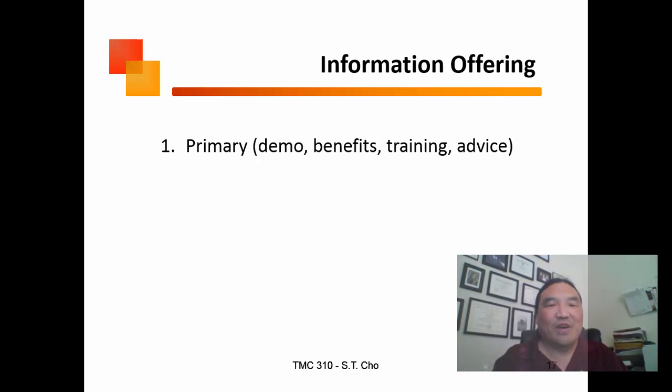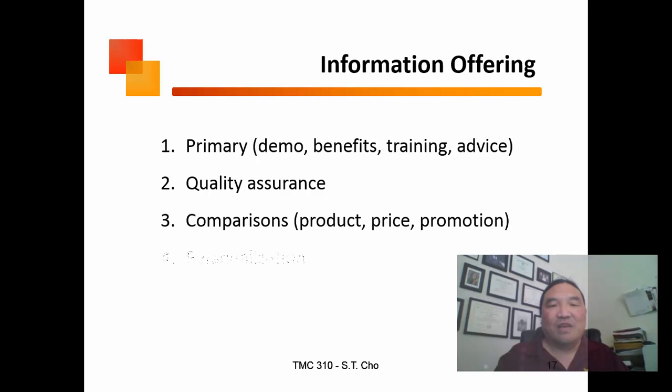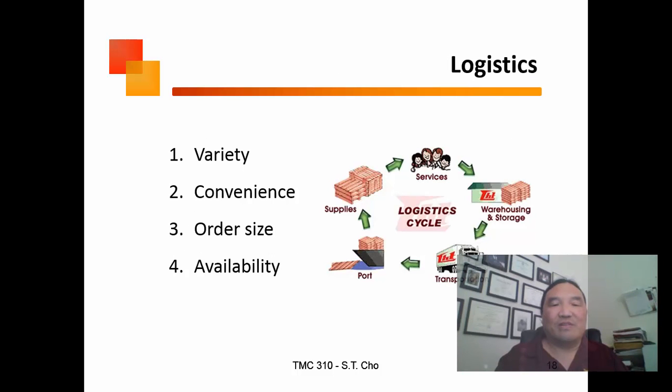In terms of information, and information is a very big part, how do I inform my customer? Do I want to be the primary? Not only that, but certain products require training, demonstrations, quality assurance and personalization. The other side of information is logistics of my product, and that's basically how do I transport it, how do I store it. That has to do with variety and order size and how quickly you can make it available.